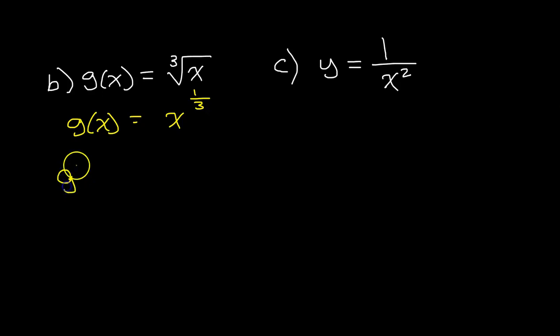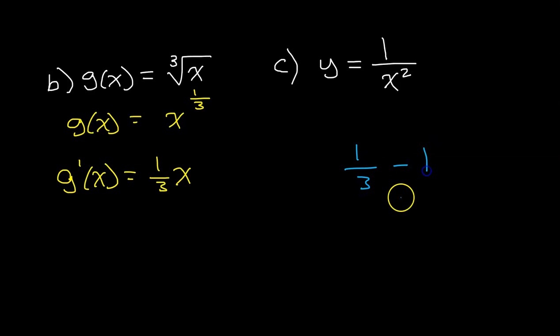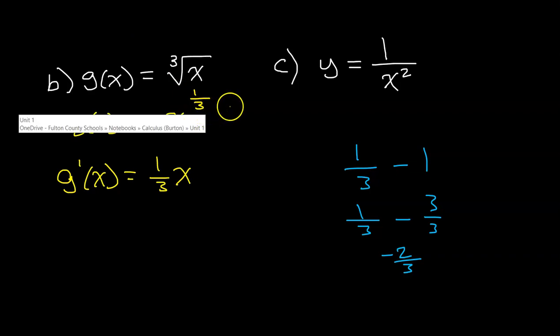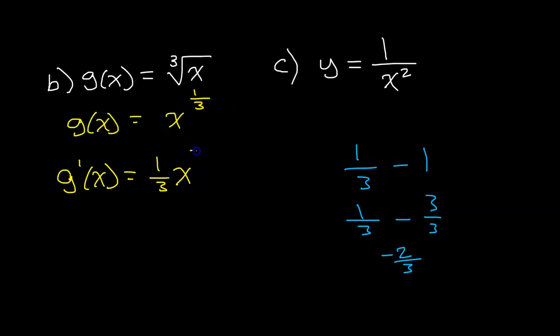So g prime will equal, we're going to take the 1/3 power and bring it to the front. And now we have to take 1/3 and subtract 1 from it. So remember, off to the side here, if I do 1/3 minus 1, that's the same thing as 1/3 minus 3 over 3, which is really negative 2/3. So if I take 1/3 and I subtract 1 from it, I'm going to get negative 2/3. So this will be the derivative.